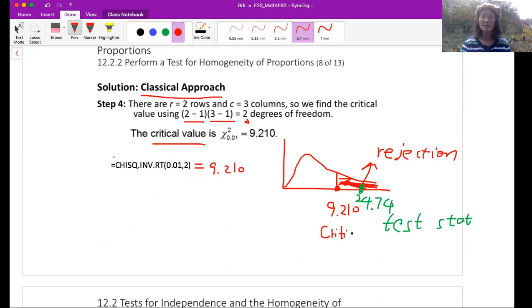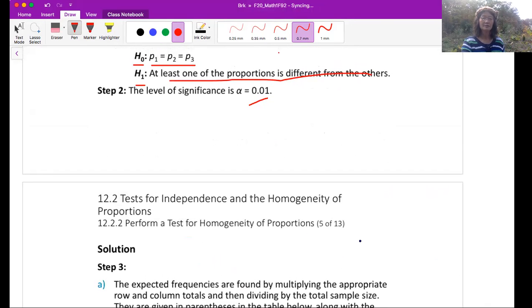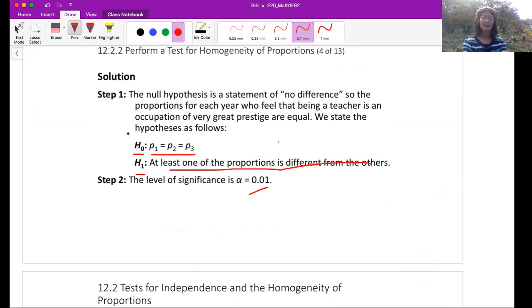Obviously, the test statistic is in the rejection region, so you reject H0. Remember what your H0 is? You reject this H0 in favor of H1. So your final conclusion is at least one of the proportions is different from the others. That is the final conclusion based on the classical approach.